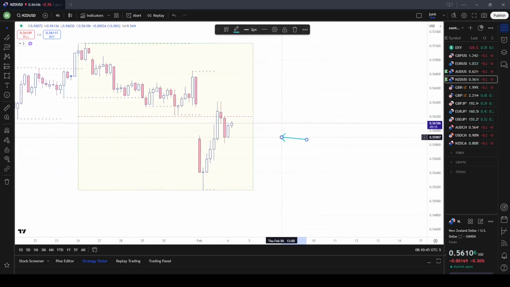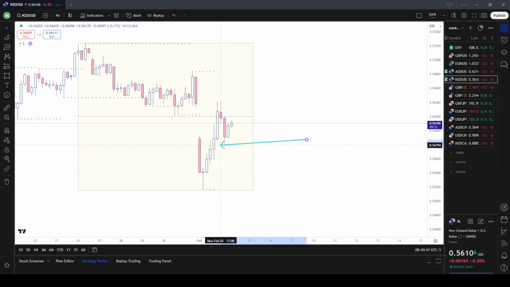It hasn't broken any structure to the downside, but we're looking to see if there's any type of bearish momentum or any type of setup where this can continue to push down further and break these lows over here.